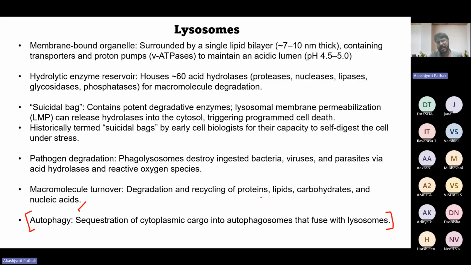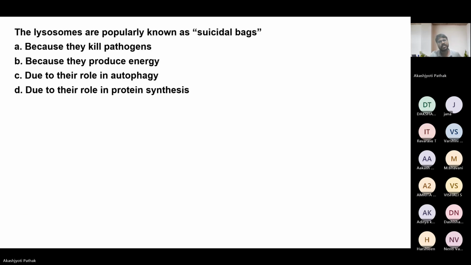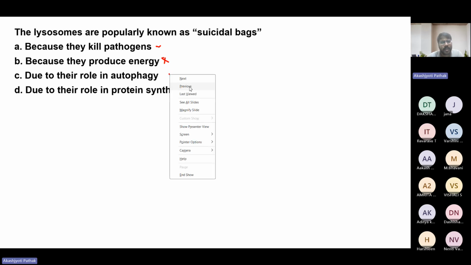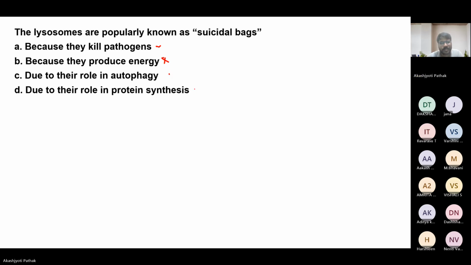So these points are clear, right? The lysosomes are popularly known as suicidal bags. Why? Option A, because they kill pathogens. Option B, because they produce energy. You can directly omit this option because the organelle which produces energy is mitochondria, right? Option C, due to their role in autophagy, and option D, due to their role in protein synthesis.